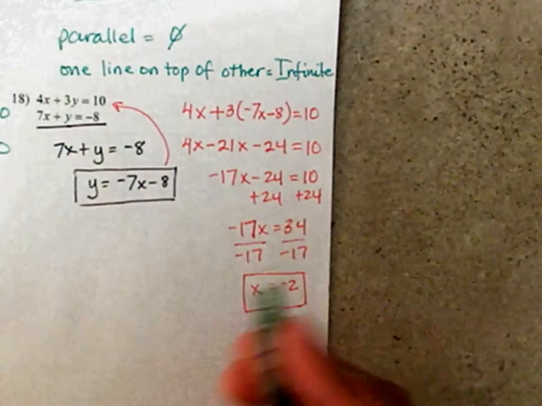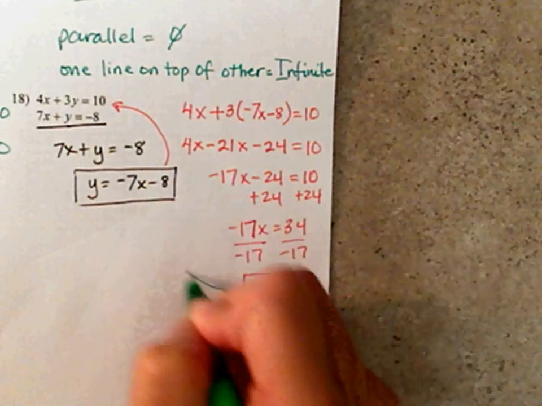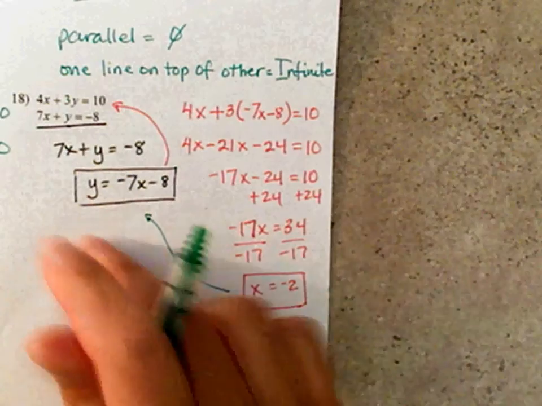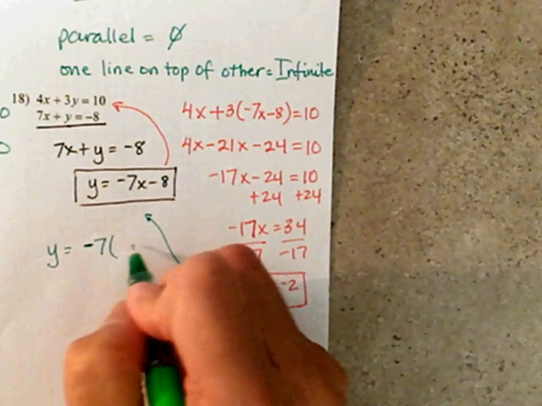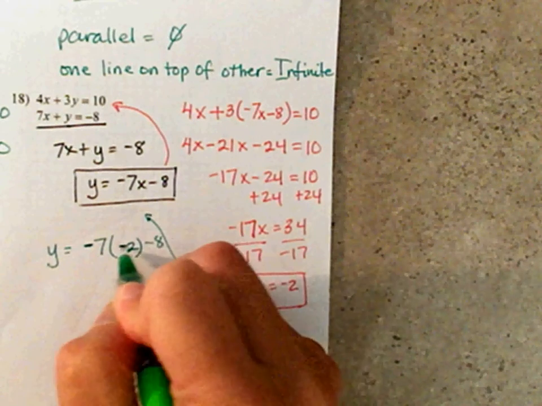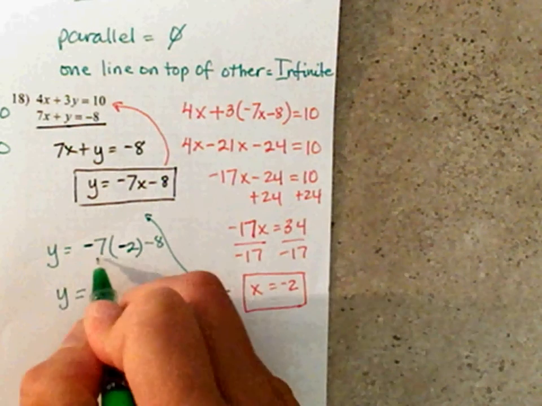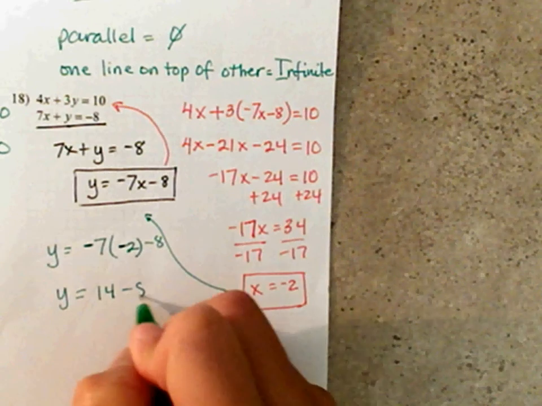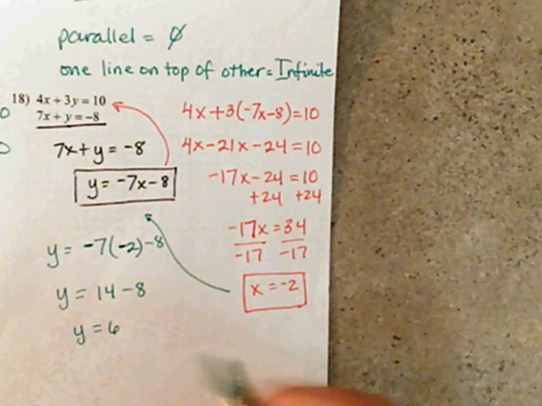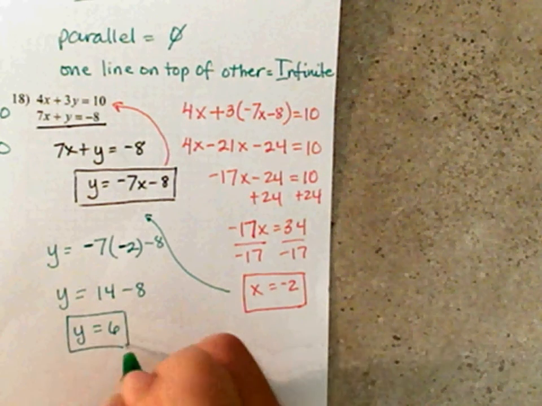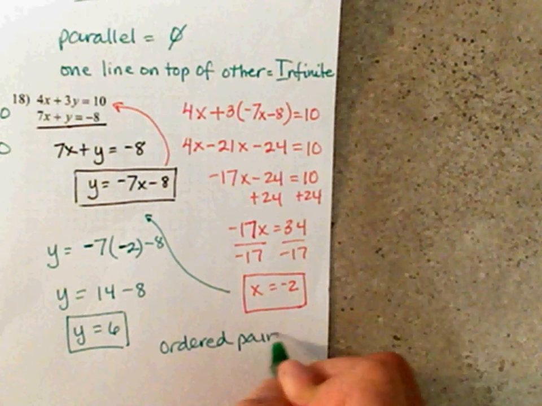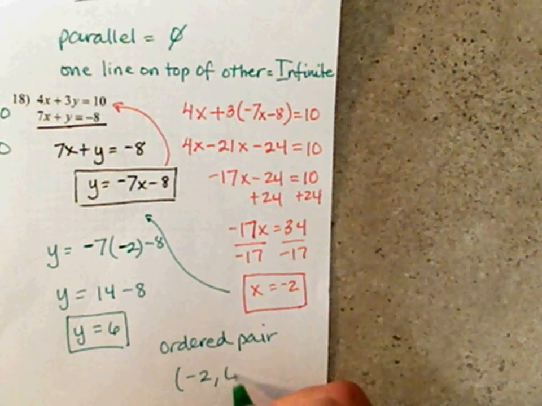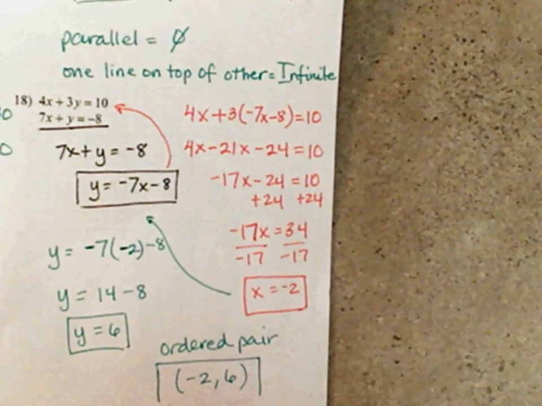Now we got to go back up here and find what y is. So y is equal to negative 7 times, what is your x? Negative 2, minus 8. Negative 7 times negative 2 is 14 minus 8. So y is equal to 6. Write them as an ordered pair. So your x is negative 2, your y is 6. And there is your solution for number 18.